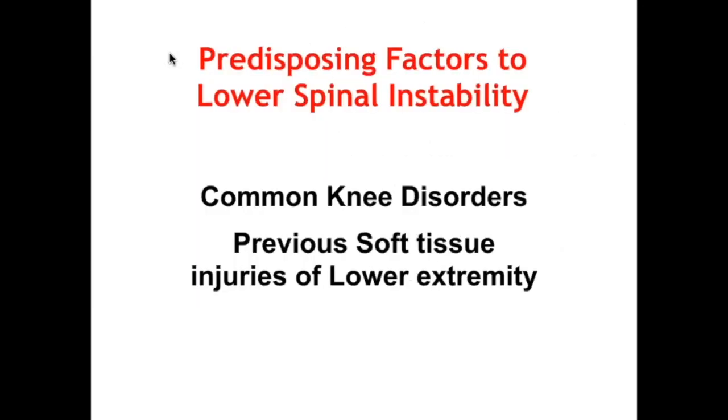Now, what are predisposing factors to lower spine instability? The knees will lead to hip and lower back issues. Sometimes you can have them at the same time, all right? Also, previous soft tissue injuries of the lower extremity. Most of these people out in the field that we see never think of the chiropractor that could help them with a foot, ankle, knee, hip issue. They only think of us as back and neck doctors. They pigeonhole chiropractors as being spine only.